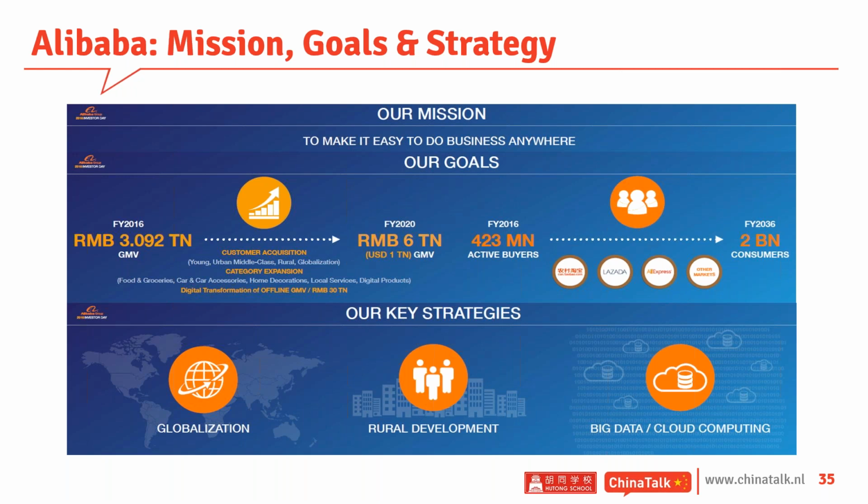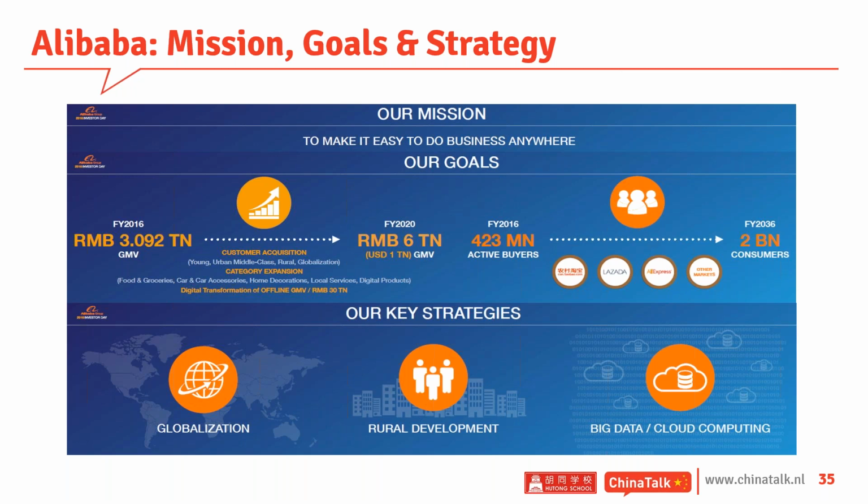It's globalization, so they want to expand their business outside of China. It's rural development. We've seen that there's still a lot of growth potential in the rural areas. So Alibaba's got several strategies how to do that. And they also want to use big data, because at the end of the day, Alibaba is a data company, as they also say themselves.